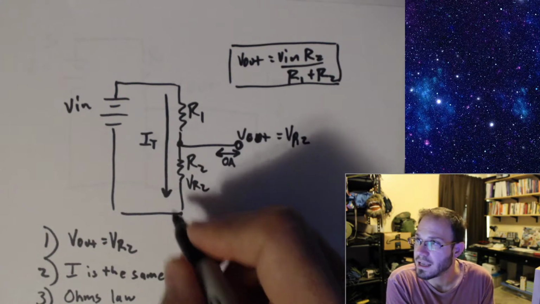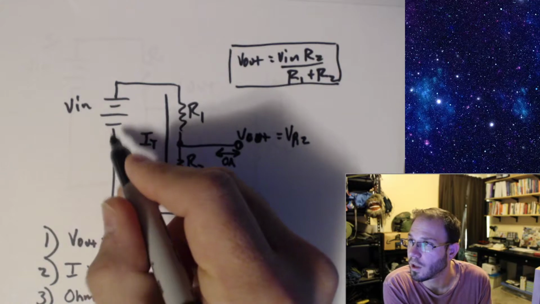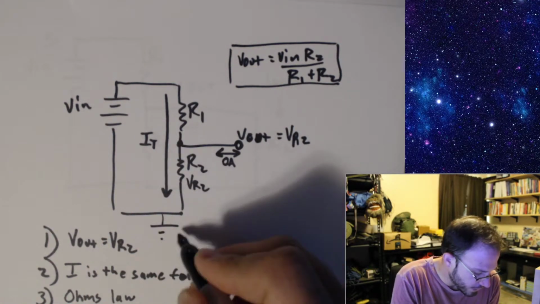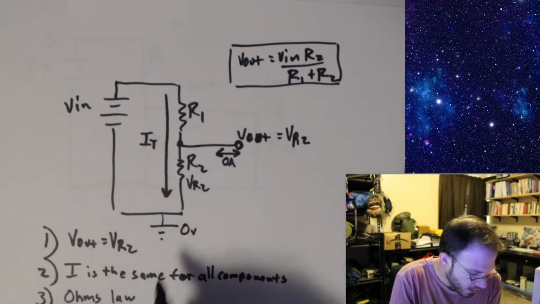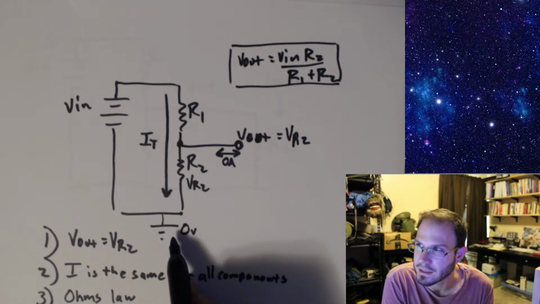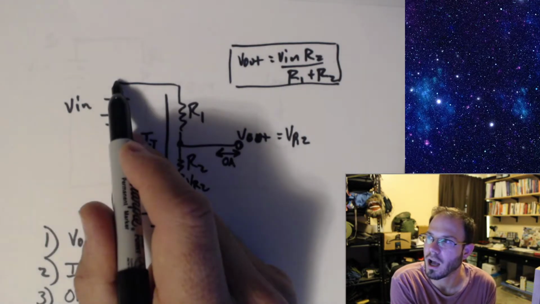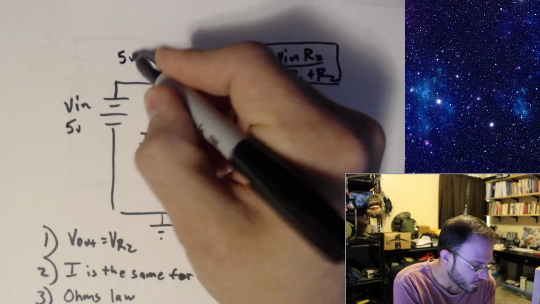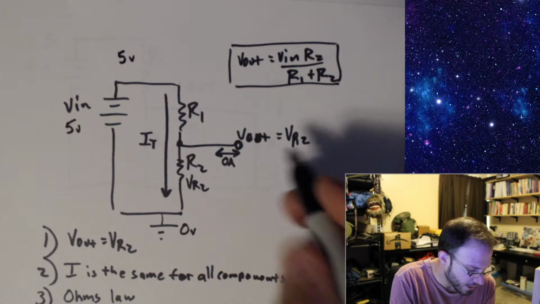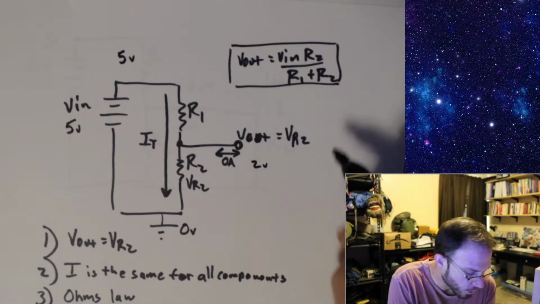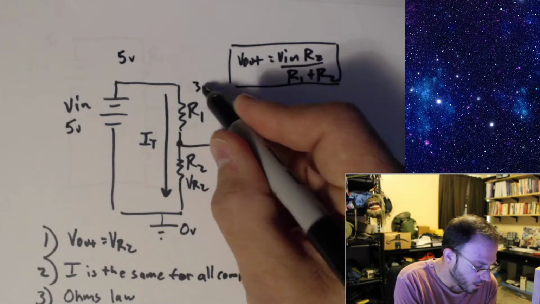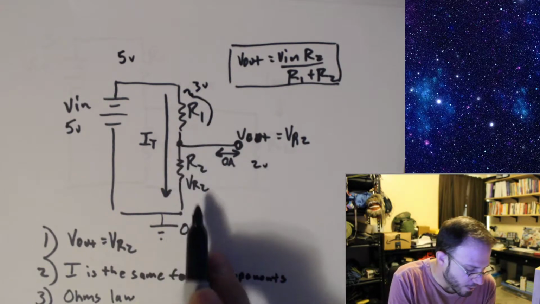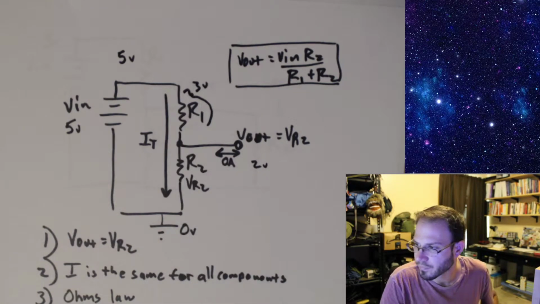Remember, our ground should be at the negative terminal of our voltage source. So if you wanted to specify a ground for this circuit, this is the point that would make the most sense. This would be your 0 volts, and if this was 5 volts, you start out at 5 volts, and you drop. In our example where we had 2 volts here, we have to drop 3 volts across R1, and then we drop 2 volts across R2.